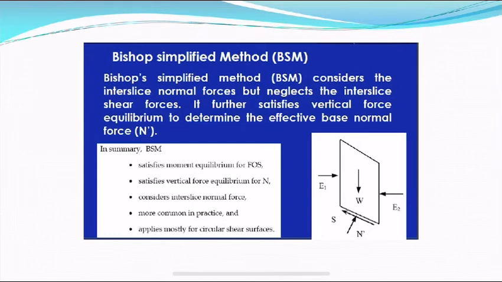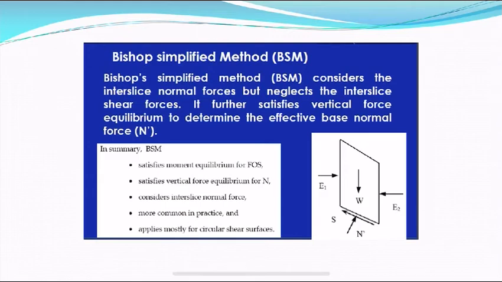The salient features are given here, and this is the typical free body diagram of a slice in the Bishop simplified method, showing the weight of the slice and the shear strength mobilized along the failure surface. N dash is the normal force acting on the failure surface, normal to the failure surface, and E1 and E2 are the interslice forces on a particular slice. So the Bishop simplified method considers the interslice normal forces but neglects the interslice shear forces. It further satisfies the vertical force equilibrium to determine the effect on the base normal force N dash.